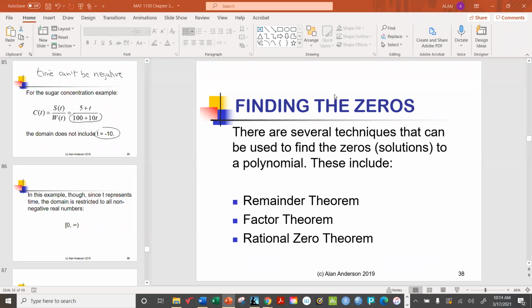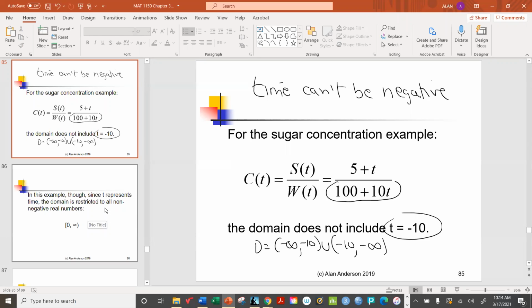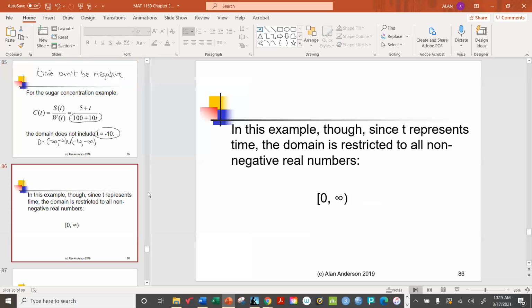All right. So anyway, because this is a real world application, under normal conditions, you could make the case that the domain is basically everything from negative infinity up to, but not including negative 10, and then again everything starting, but not including negative 10 up to positive infinity. But because this is a real world example and t is meant to represent time, therefore the domain becomes just everything from 0 up to infinity.